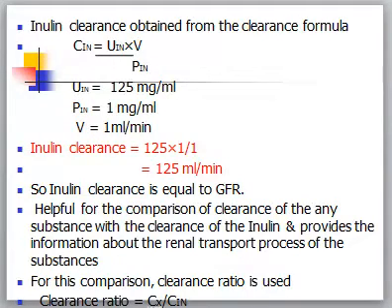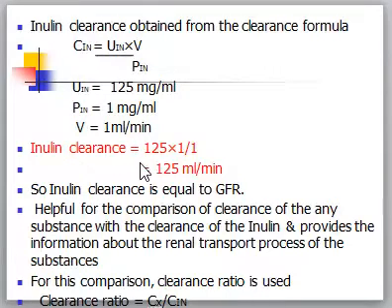For example, the concentration of inulin in urine is given as 125 milligram per milliliter. Next, the concentration in plasma is 1 milligram per milliliter, and the volume of urine output is 1 milliliter per minute.